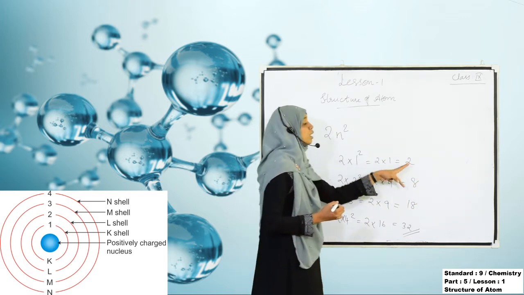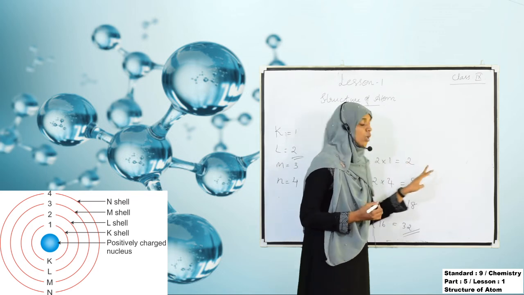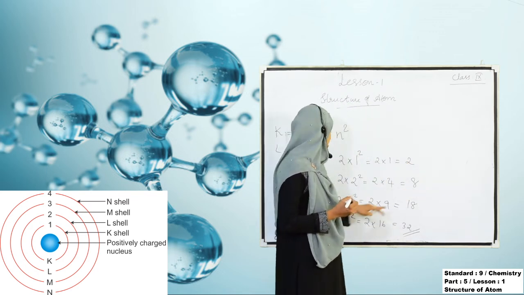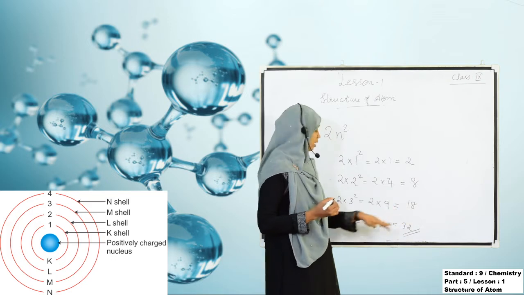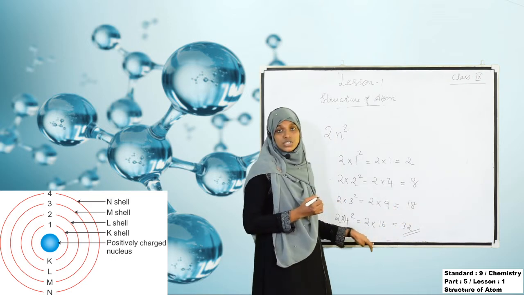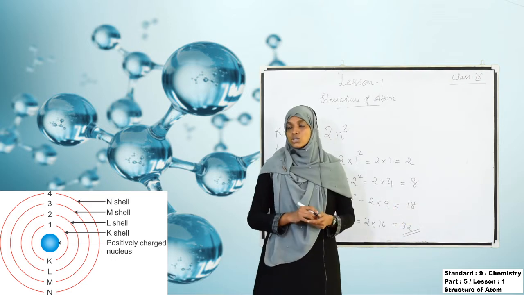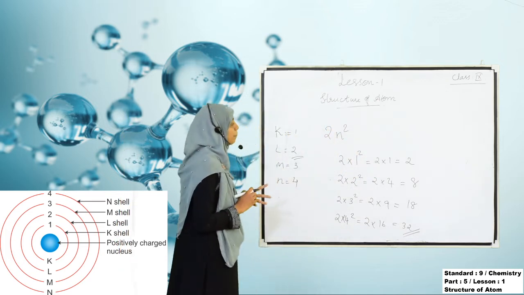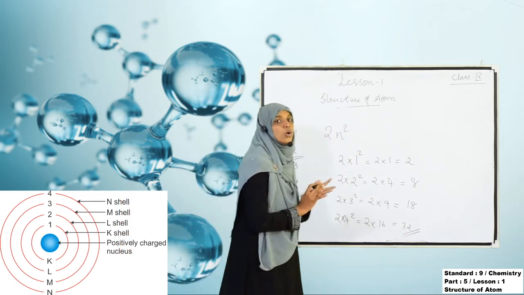So this is the way to find the maximum number of electrons in each shell. In K shell the maximum number of electrons it can occupy is 2. In L shell it is 8. In M shell it is 18. In the last shell, N shell, it is 32. So this is how the maximum number of electrons is represented.